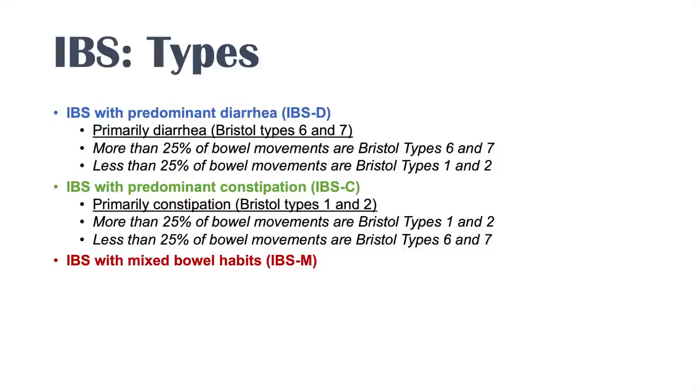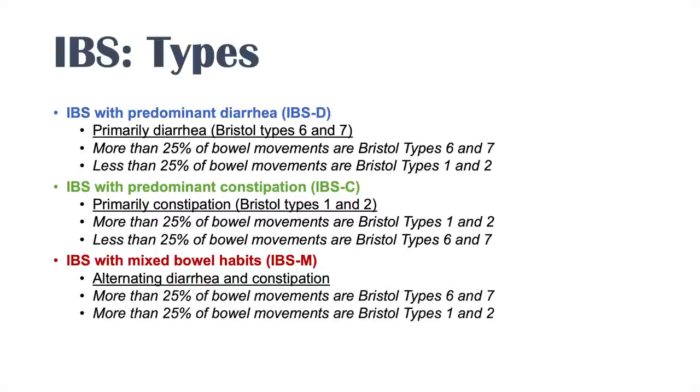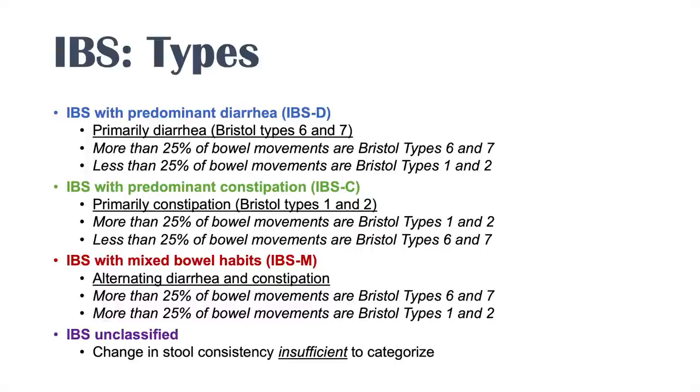There's also IBS with mixed bowel habits, which is IBS-M. This can have alternating diarrhea and constipation. Essentially, more than 25% of bowel movements are Bristol types 6 and 7, and more than 25% of bowel movements are Bristol types 1 and 2, associated with abdominal pain. And there's also IBS unclassified. This is a diagnosis when the change in stool consistency is not sufficient to categorize the diagnosis. So again, IBS with predominant diarrhea, IBS with predominant constipation, IBS with mixed bowel habits, and then IBS unclassified.